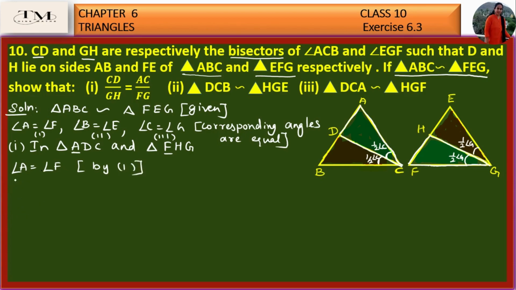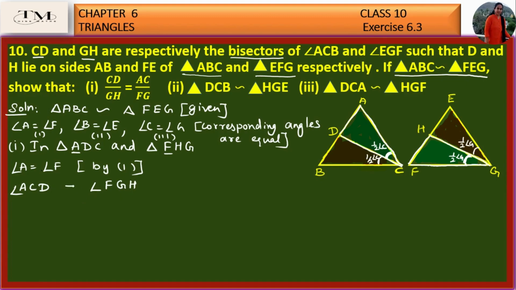If we prove another pair of corresponding angles is equal, then by AA similarity we can prove the triangle similarity. Which angle can we take? We have chosen the green triangle. We know something about half of angle C and half of angle G. So let us write those angles: angle ACD, and the other angle is angle FGH. I am starting with F because angle A is equal to angle F.